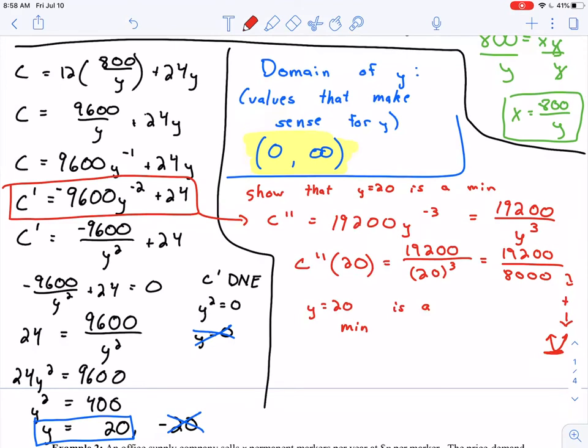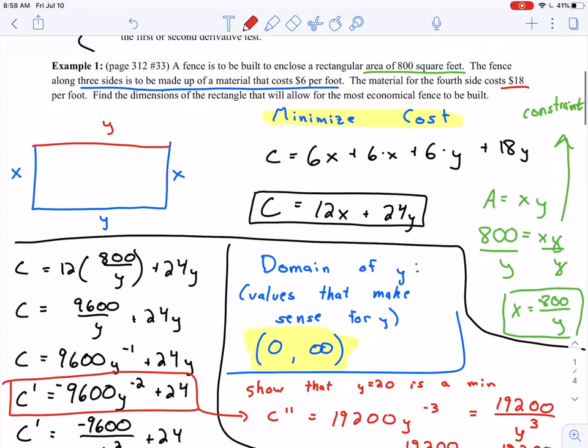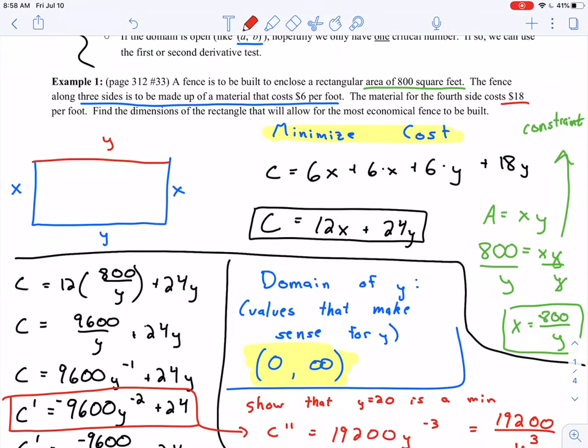So let's just check in with our problem. We just said that y equals 20 is a minimum. I'm going to go back and find what I'm looking for. Let's just make sure that we answer the question here. At the end of all of this, it said, find the dimensions of the rectangle that will allow for the most economical fence to be built. So I need the dimensions of the rectangle. So I need x and I need y.